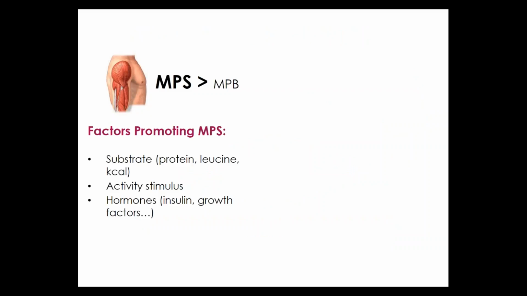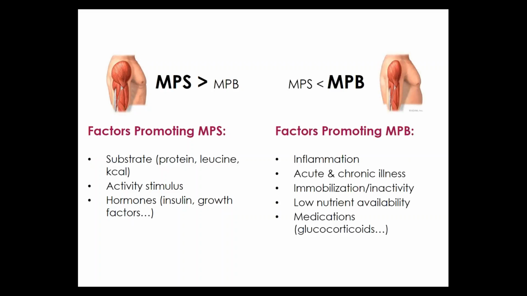processes. So for example, factors that promote muscle protein synthesis: we need an availability of substrate, both protein, I have leucine here, which is the branched chain amino acid, and calories. Activity stimulus will enhance muscle protein synthesis, as well as various hormones. Something to keep in mind in the critically ill, though, including in recovery, is that many of them are often insulin resistant or experience anabolic resistance, which is decreased sensitivity at the level of the muscle to amino acids in stimulating muscle protein synthesis.